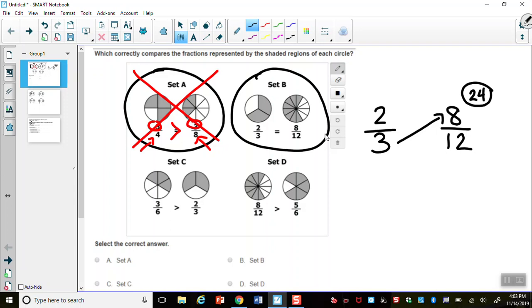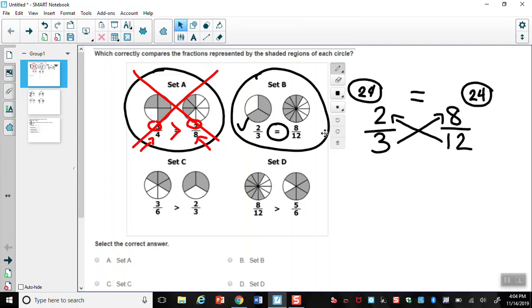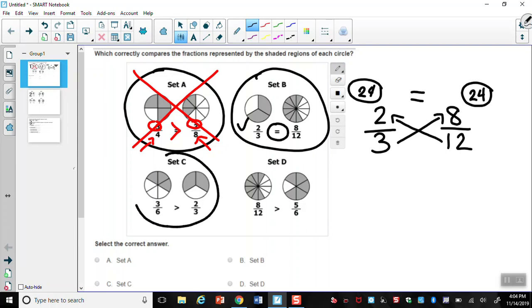It's called cross multiplying because we're moving across the fractions. So now I'm going to do 12 times 2, and that also equals 24. And 24 and 24 are the same number, so they are equal, meaning that these fractions are indeed equal. Hooray! But we can't stop there. We have to make sure that that's the only set that is true. So we're going to go ahead now and we're going to check set C.